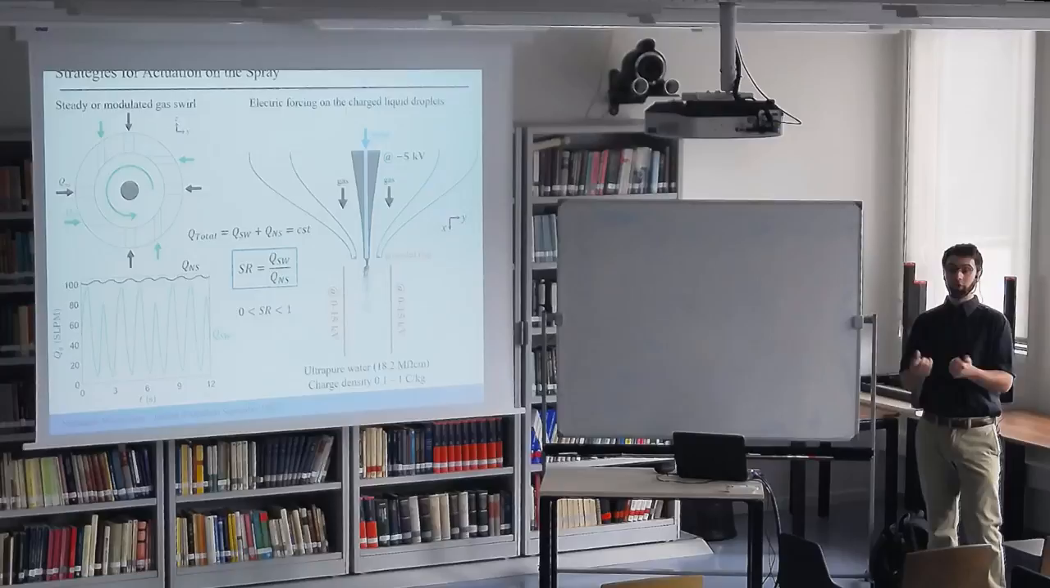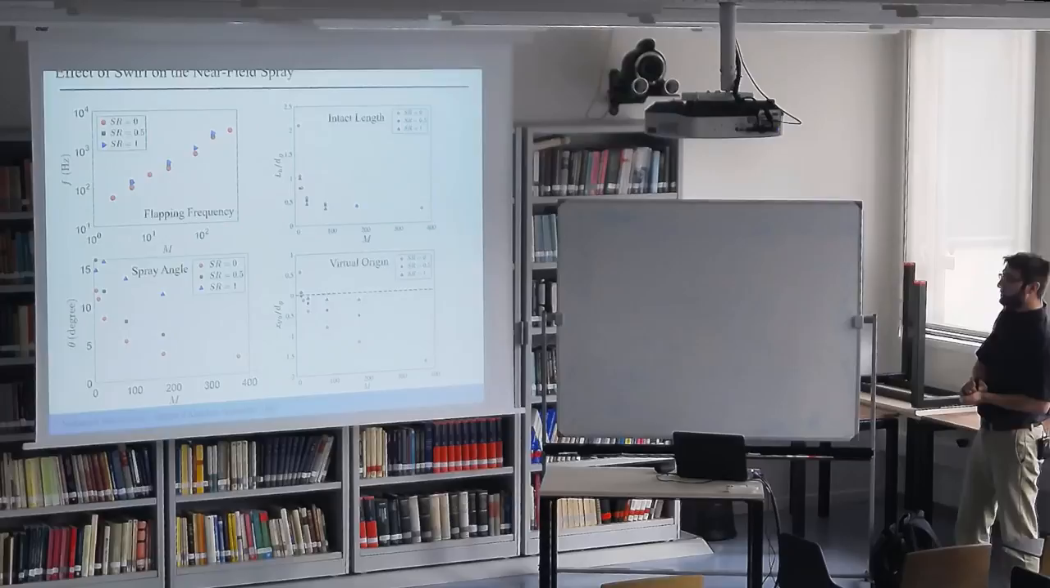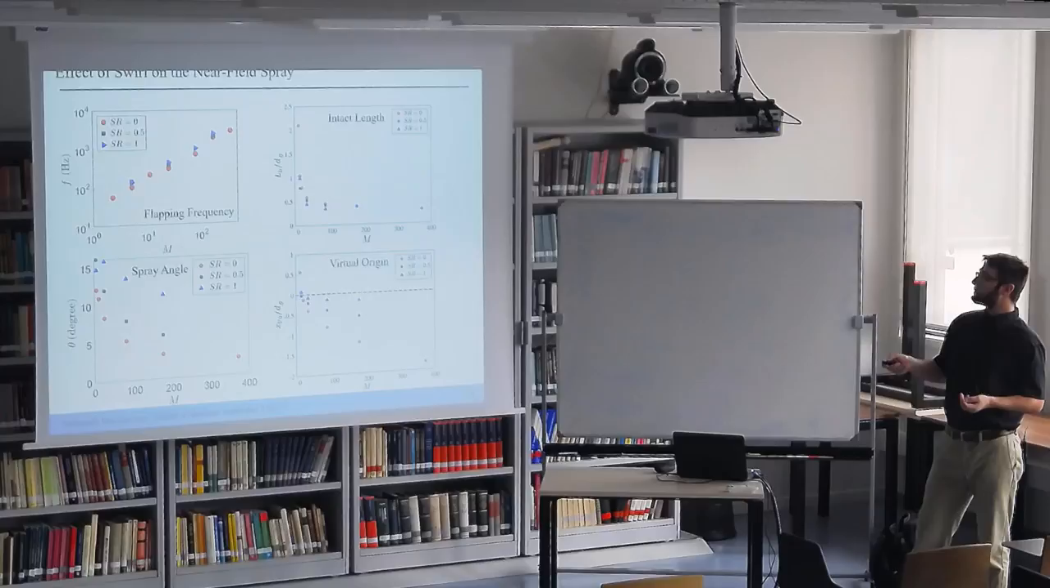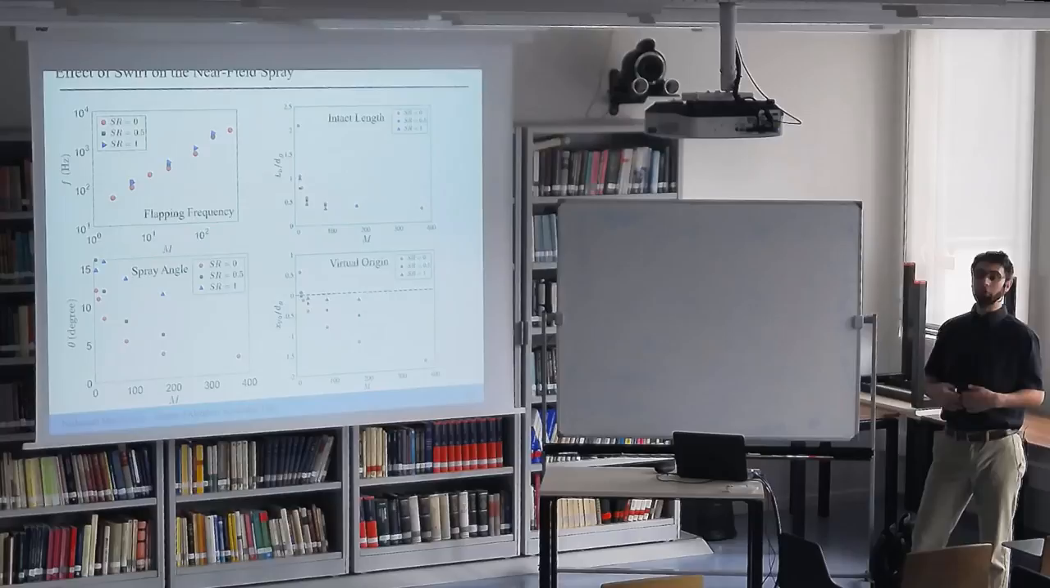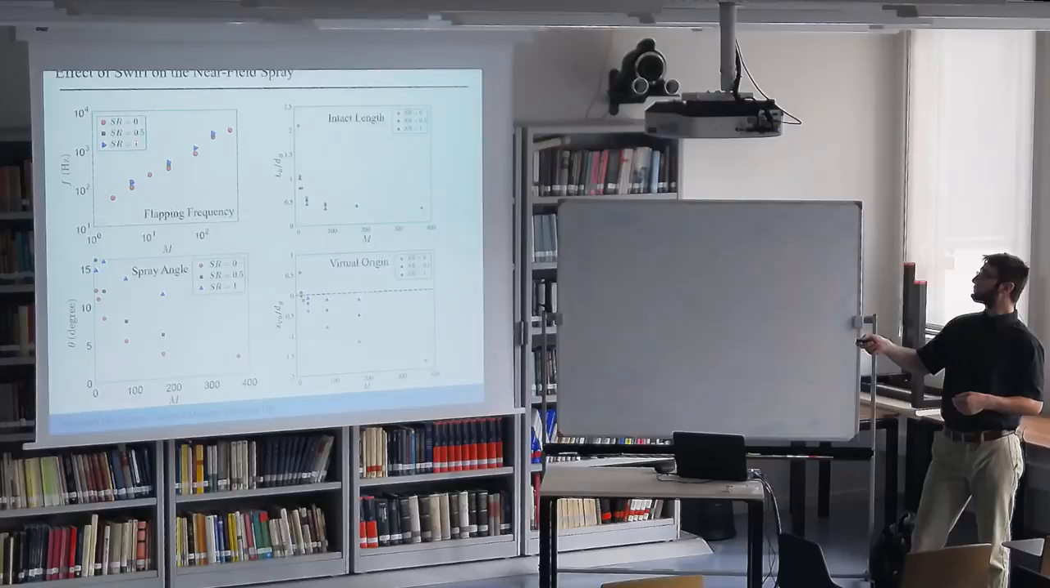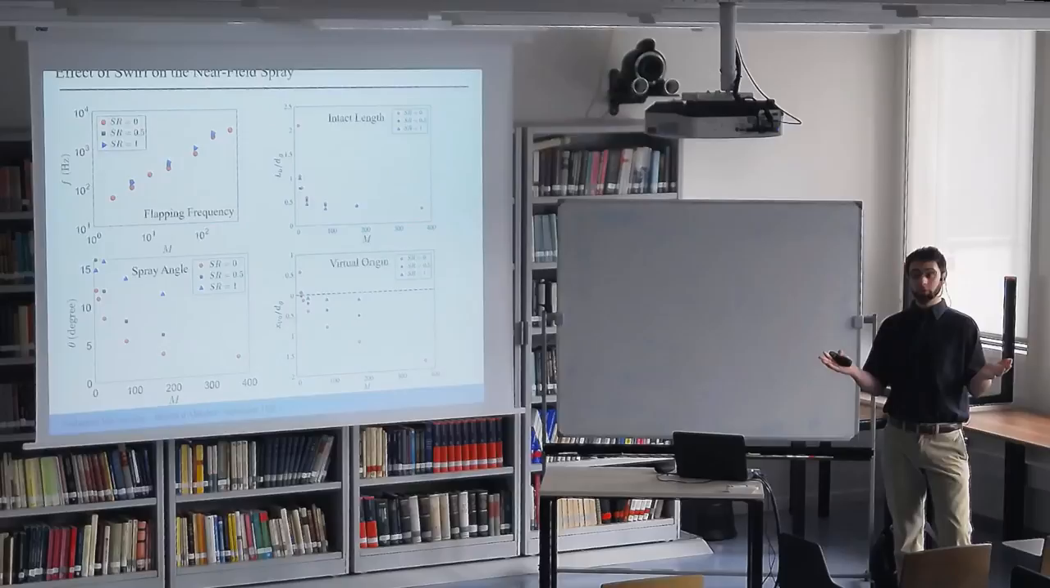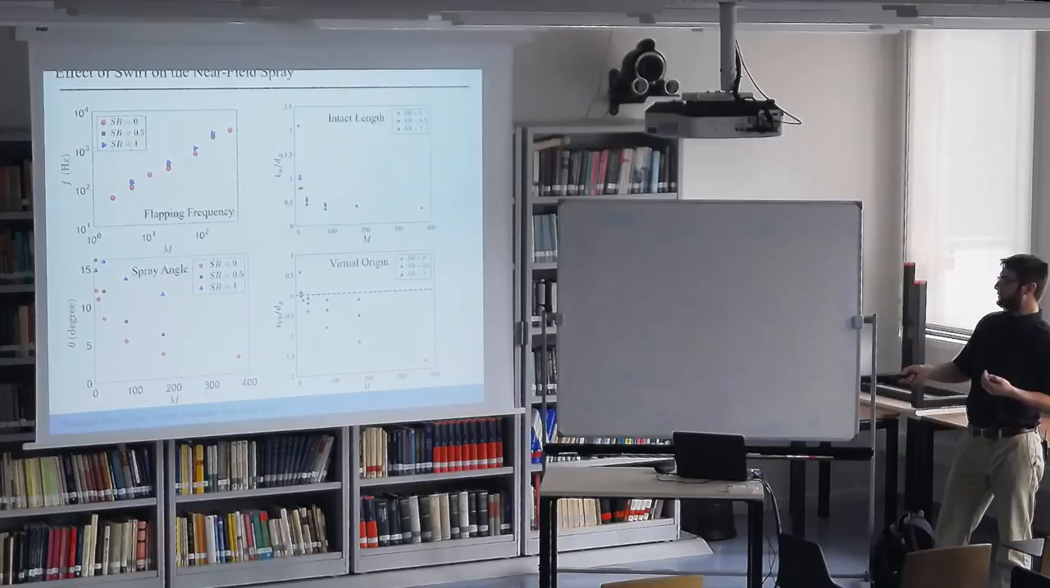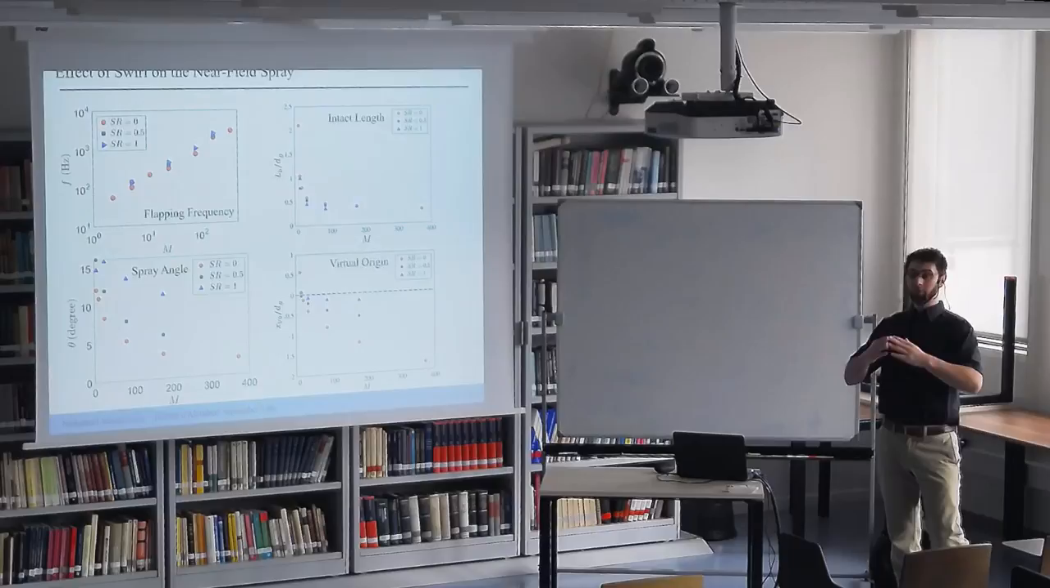So these are the four metrics that I've introduced as a function of the momentum ratio. The red symbols are without swirl, and then when you go to the square, to the triangle, you increase the amount of swirl that you put. So what you see is that you increase the flapping frequency, decrease the intact length, and of course increase the spreading angle. This is something that has been reported and that is expected, and you increase it quite a bit, and this tends to move the virtual origin downstream, so it's still within the atomizer, but it's closer to the exit plane.